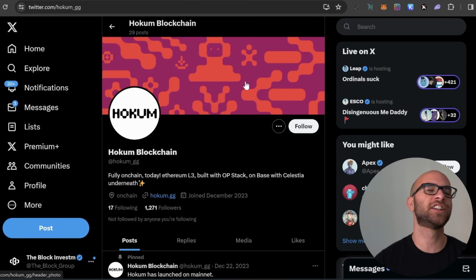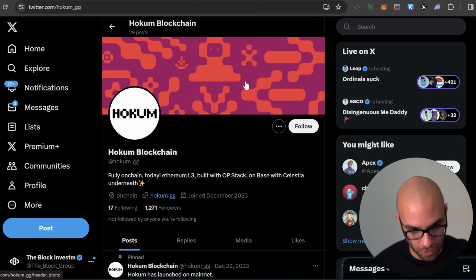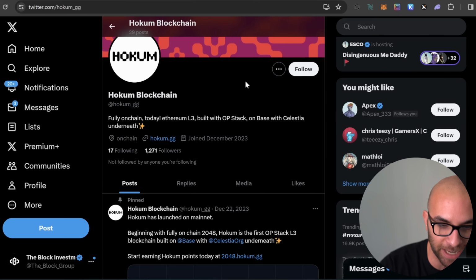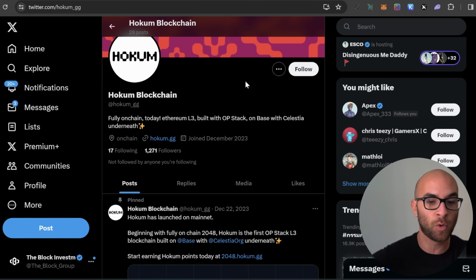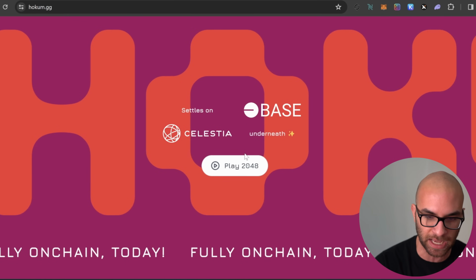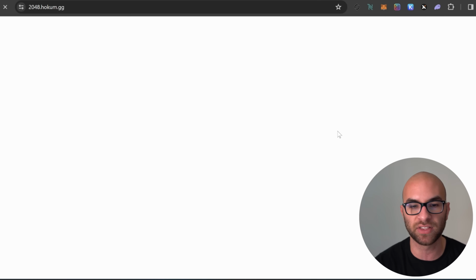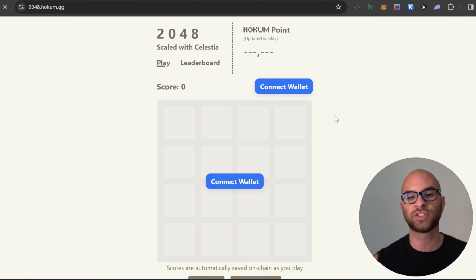The next project here is going to be an easy one because I'm tired of going over the hard ones right now, and this is called Hokum blockchain. It is a fully on-chain Ethereum L3 built with OP stack on Base with Celestia underneath. So once again, they're using Celestia, and this is a very basic little gaming platform where you can play this 2048 game, and once you do this, you can get some points and you might get an airdrop with them.